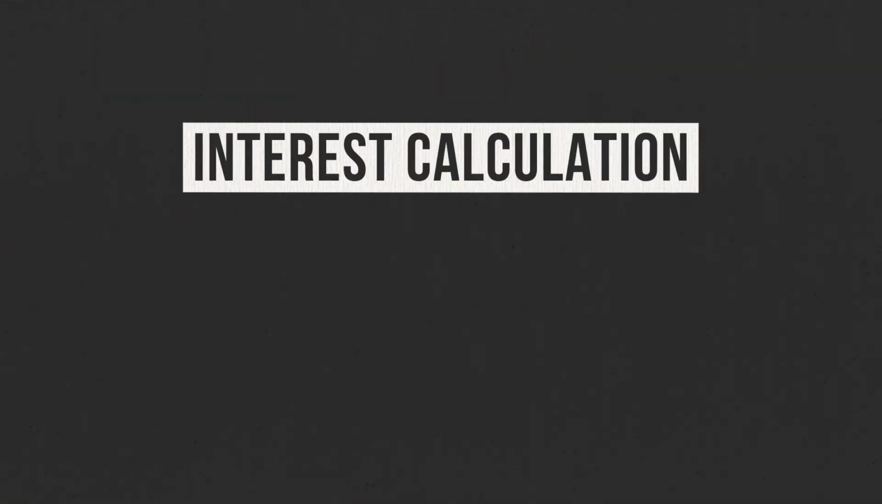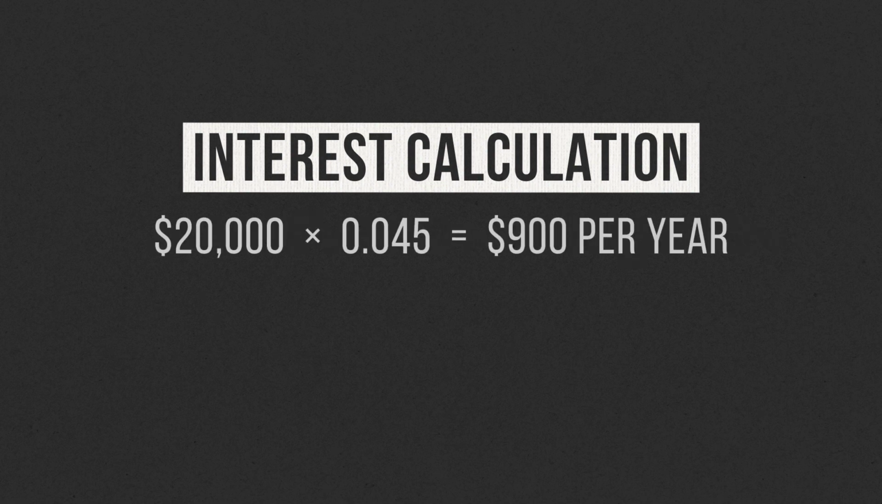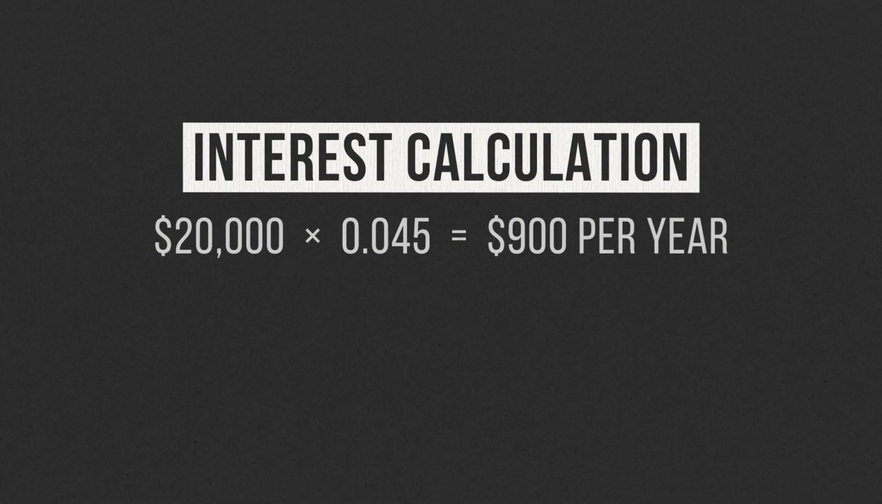Now that I've got my interest rate in decimal form, I can use it to calculate the interest fees on my loan. If I multiply my student loan balance by my interest rate, I'll get the amount of interest fees I'll need to pay over the course of 1 year. For my example, I'll take $20,000, multiply by 0.045, and I get $900 per year in interest fees. So on a $20,000 loan with just 4.5% interest, I'm having to fork over nearly $1,000 a year in interest fees. Ouch.